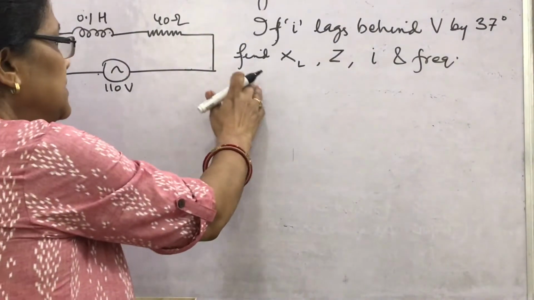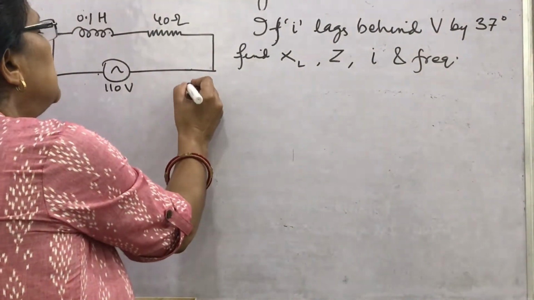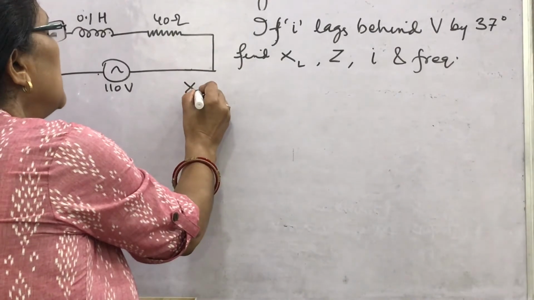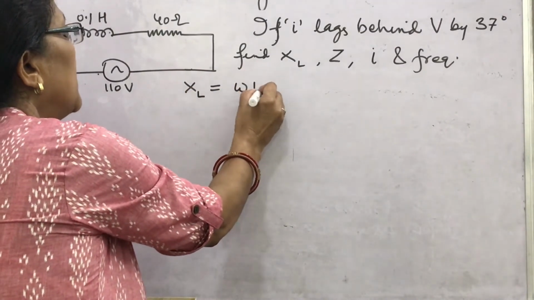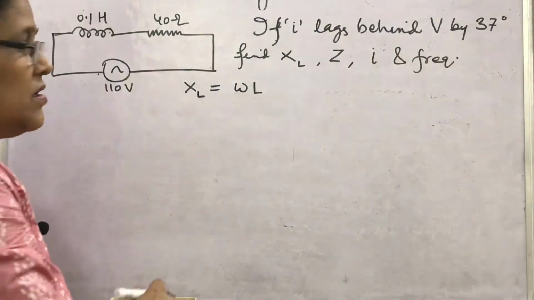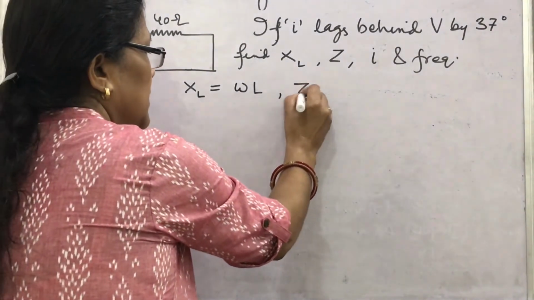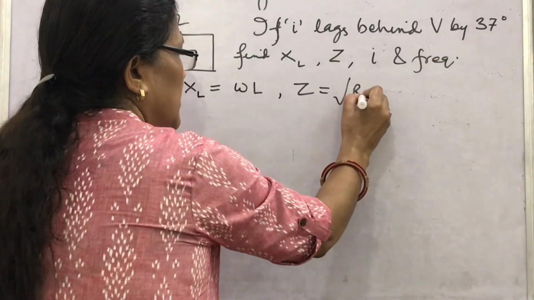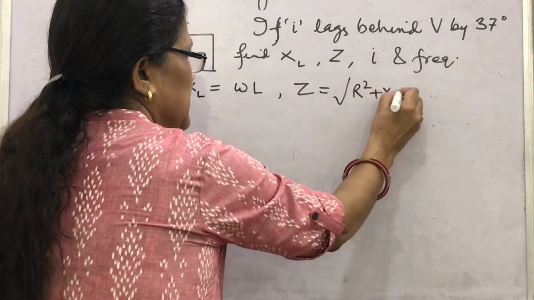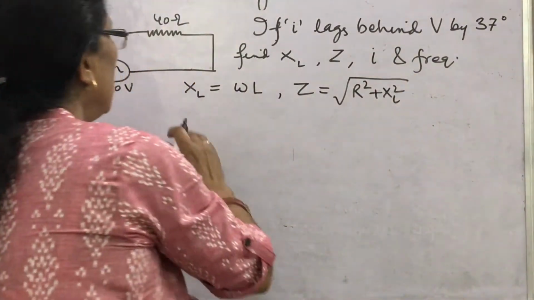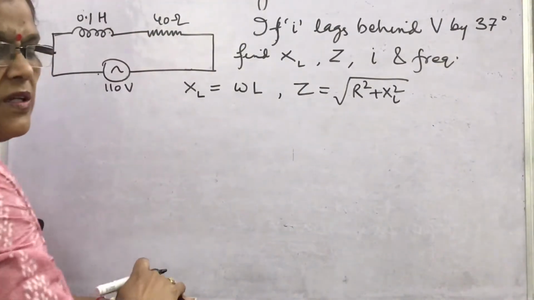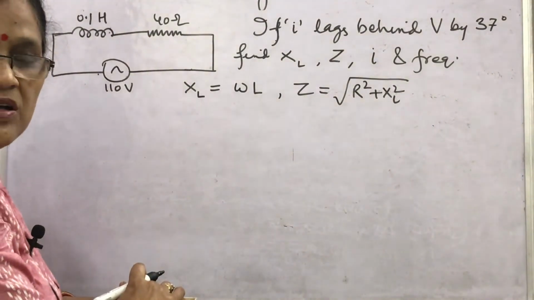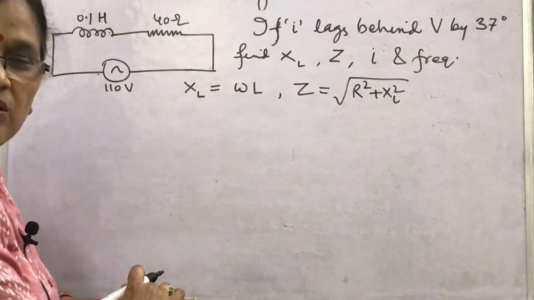In the first case, you know that XL is given by omega L, Z is given by under root R square plus XL square. You know R, you know L, but you don't know frequency. Then how will you solve? Let us start.